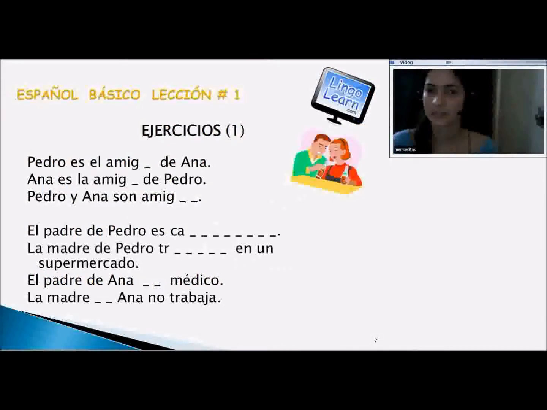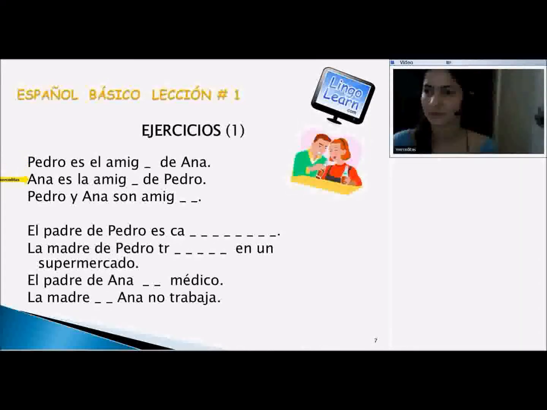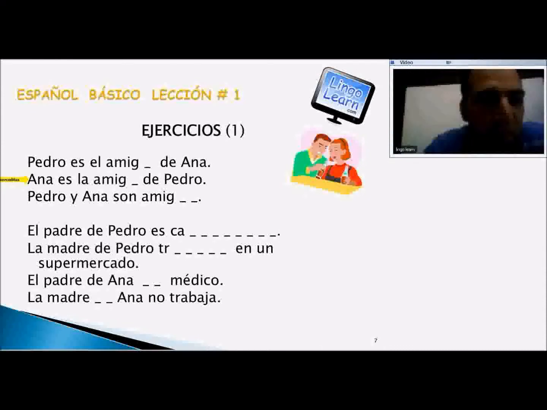So let's go with this exercise. You will say which is the missing word here. Let's start with this one. Okay. Pedro es el amiga de Ana. No, Pedro es el amigo, because Pedro is male. Pedro es el amigo de Ana. Perfect. Okay, then Ana. Ana es la amiga de Pedro. Perfect.